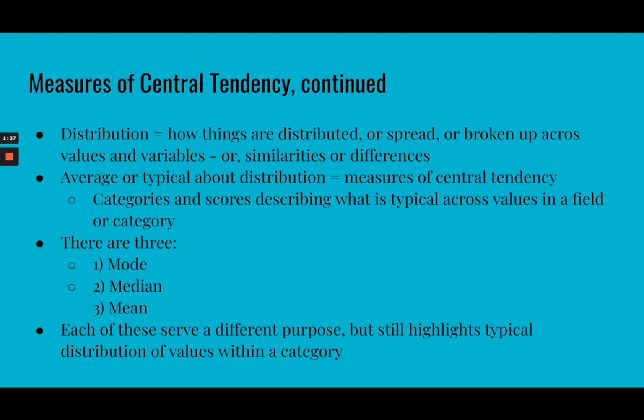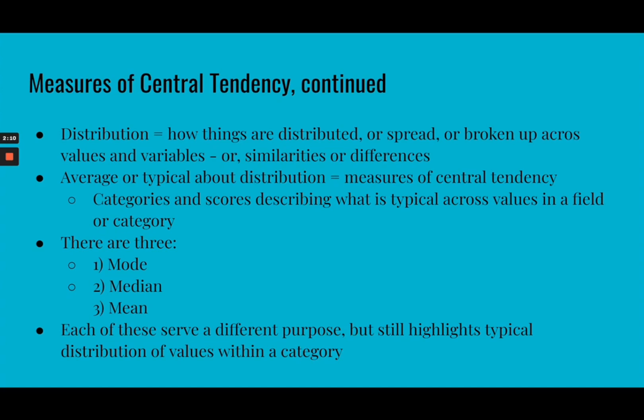In terms of the measures of central tendency, there are a couple of words that your book uses and acts as if you should understand what they are. One is distribution. It's used a lot, and we're going to continue using that word. Distribution is essentially how things are distributed, how it's spread, how it's broken up across variables and values. It's the similarities and differences, how values are spread out across categories and variables.